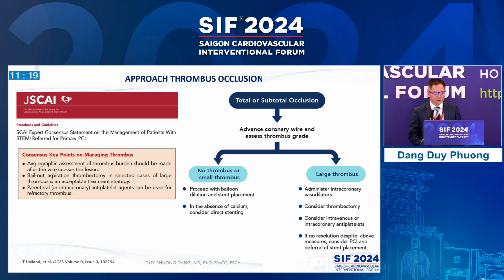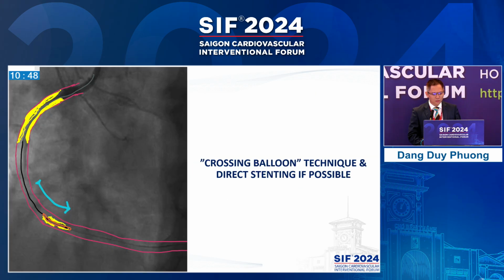For the approach to thrombus burden, we see that first, if there is no thrombus or a small one, we can do direct stenting. But for large thrombus burden, we have 3 cases. After crossing the balloon, we see the landing zone, and we use direct stenting. What's the crossing balloon technique or direct stenting?